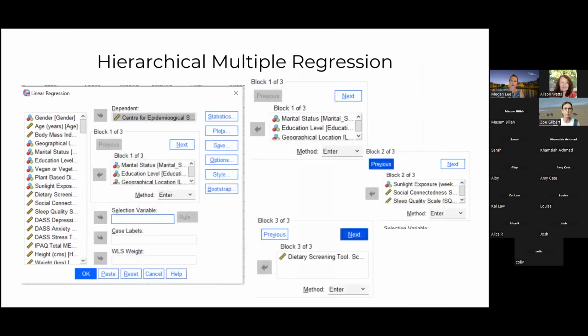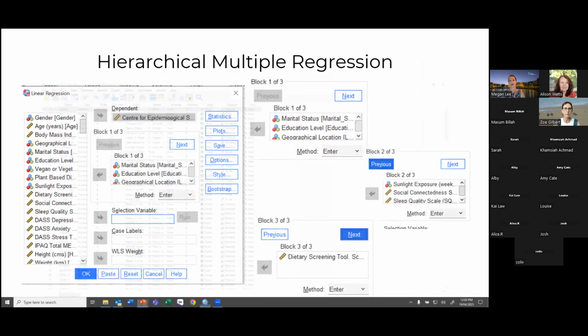Just let me see what they were first. Okay, marital status, education level, and location were our demographics. Sunlight exposure, social connection, and sleep quality were our lifestyle factors.